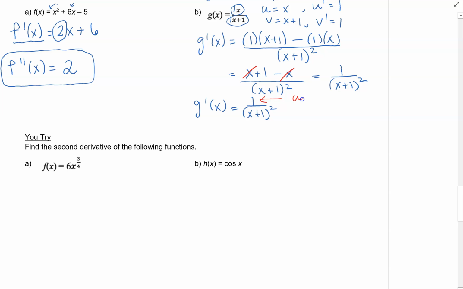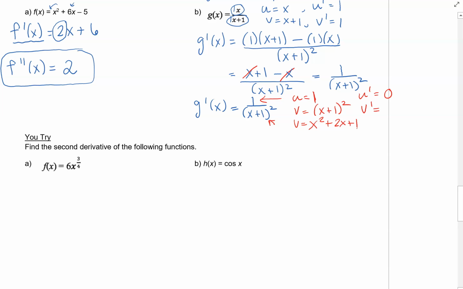So now u is just 1, which is the numerator, and then v is x plus 1 squared. So then u prime would be 0, because the derivative of a constant is 0, and then v prime, oh bummer, I'm going to have to multiply v out. Okay, let's do that real quick. We have to FOIL x plus 1 squared, which will be x squared plus 2x plus 1. We have to do that in order to use the power rule.